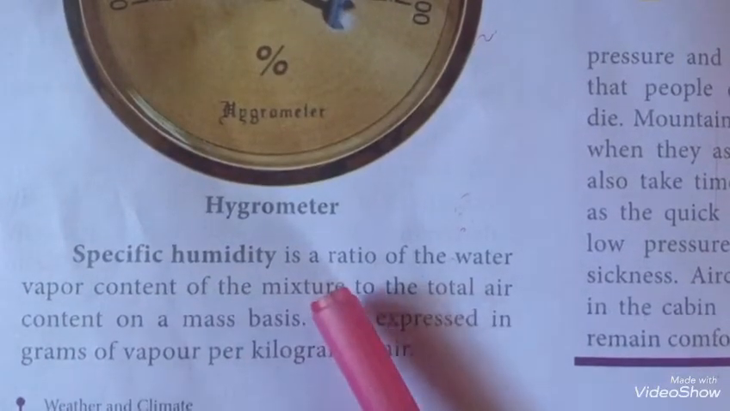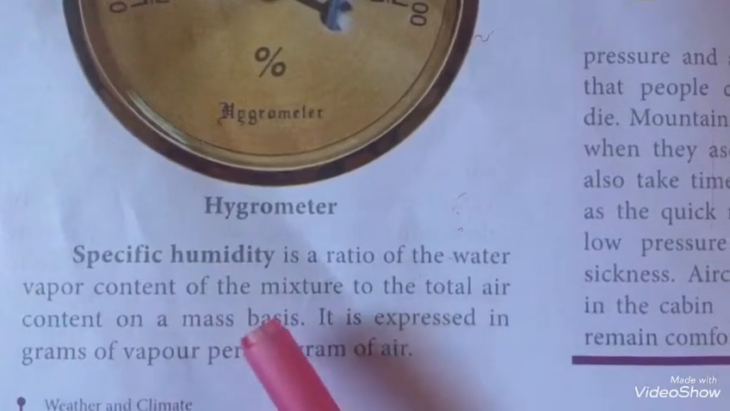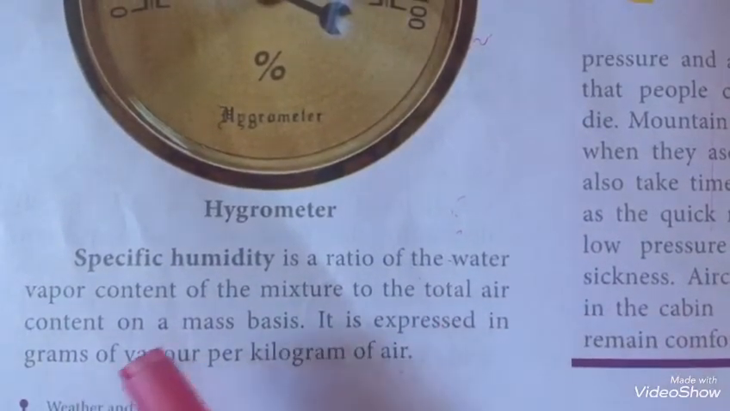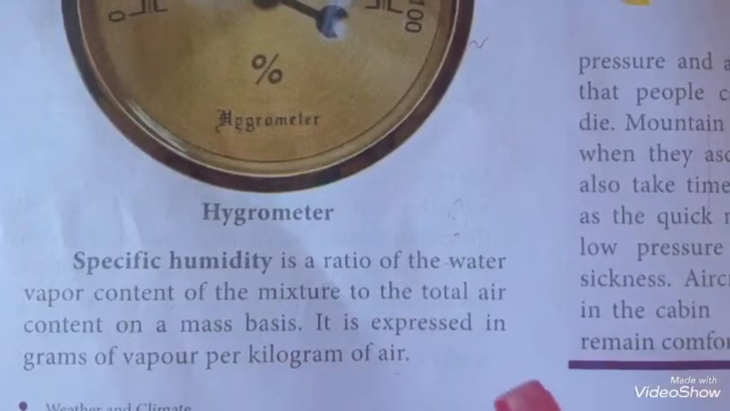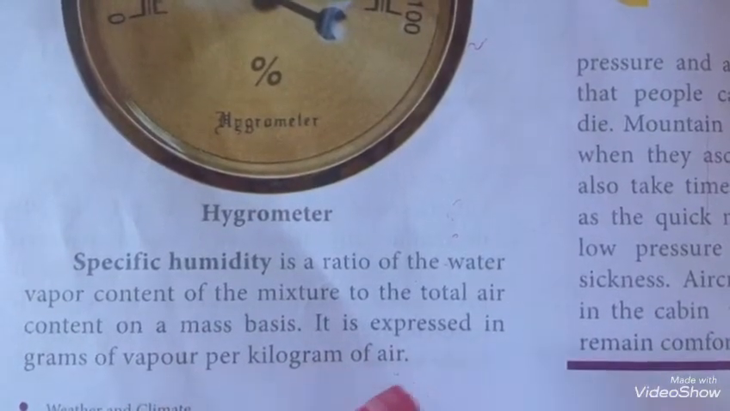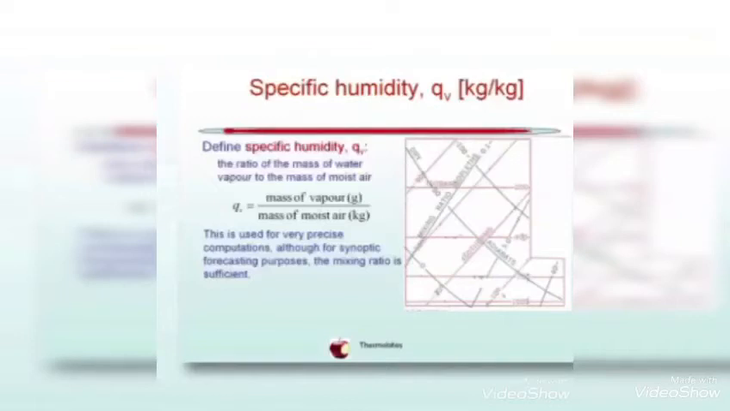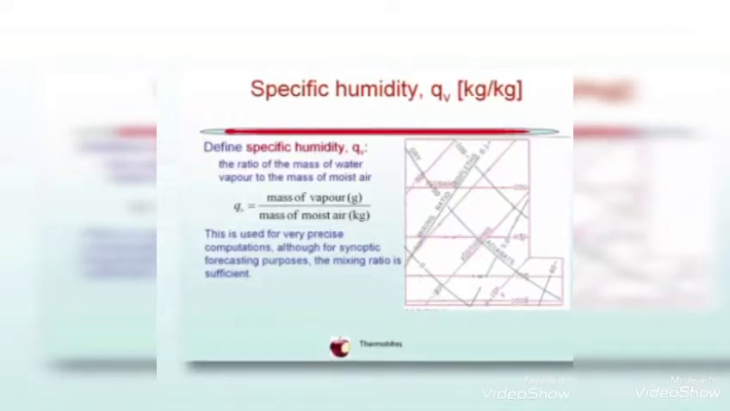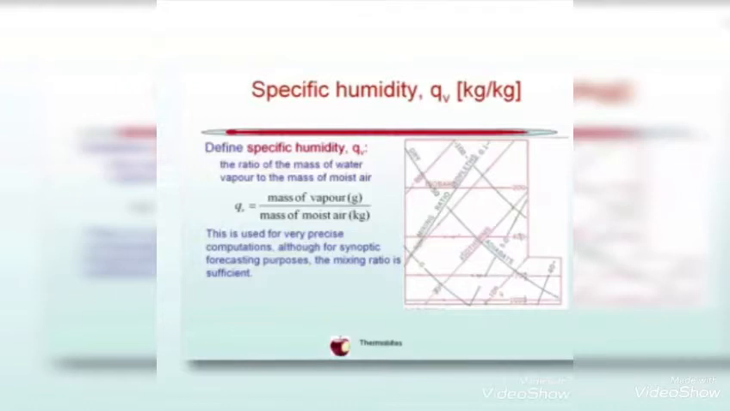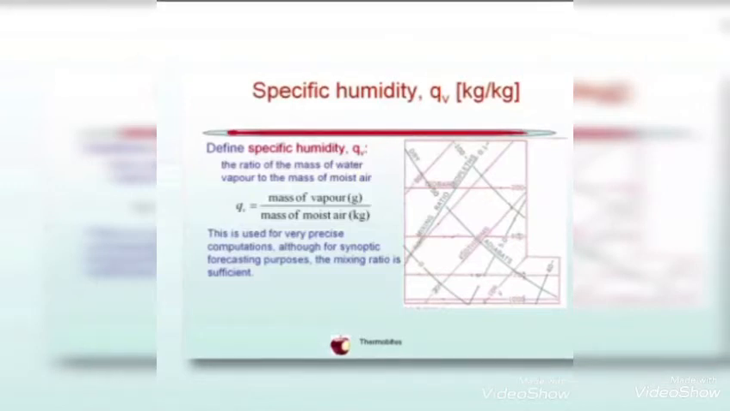Specific humidity is the ratio of the water vapor content of the mixture to the total air content on a mass basis. It is expressed in grams of vapor per kilogram of air. See the equation: specific humidity equals mass of vapor divided by mass of moist air, that is, the weight of the vapor divided by the weight of moist air. So specific humidity is the ratio of the mass of vapor to the mass of moist air. It is expressed in grams.